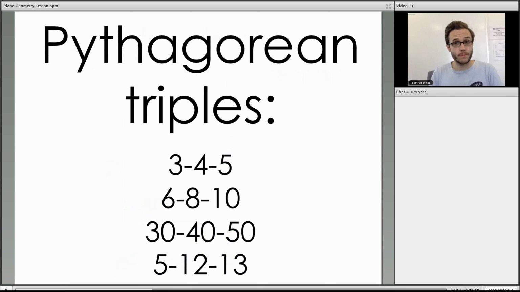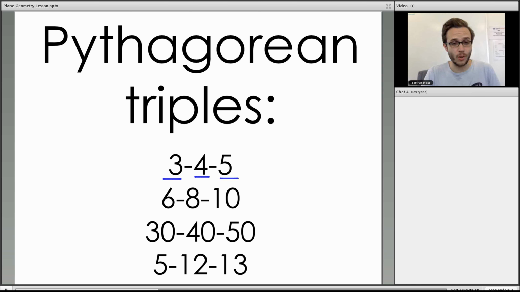But there is a little shortcut in terms of some sets of numbers that work together really nicely with the Pythagorean theorem. I don't need to read them all off for you here, but 3, 4, 5. We know 3, 4, 5 works because 3 squared is 9, 4 squared is 16, and 5 squared is 25. 9 plus 16 equals 25. Then 6, 8, 10, 30, 40, 50, 5, 12, 13.